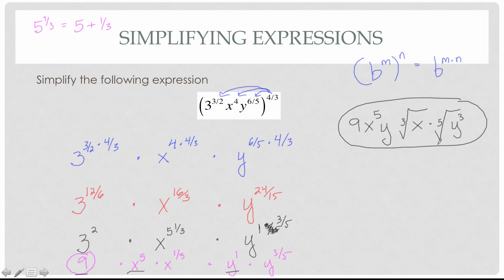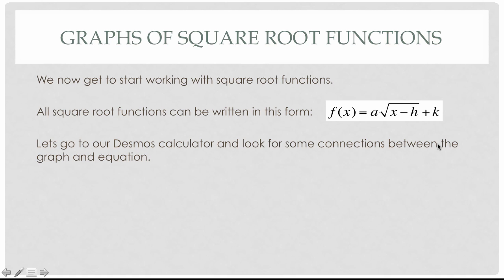But there you go. There's a couple examples of working with exponents, fractions in the exponents, and all of our exponent properties. We now can start looking at graphs. Let's start tackling some of these square root and cube root functions. We're going to start working with square root functions first. And all square root functions can be written in this form. We're going to talk about what all these things mean, what a does, what h does, what k does, this whole square root. And we're going to start by just playing around with it on our Desmos calculator, looking for some connections between what we see in the graph and the equation.